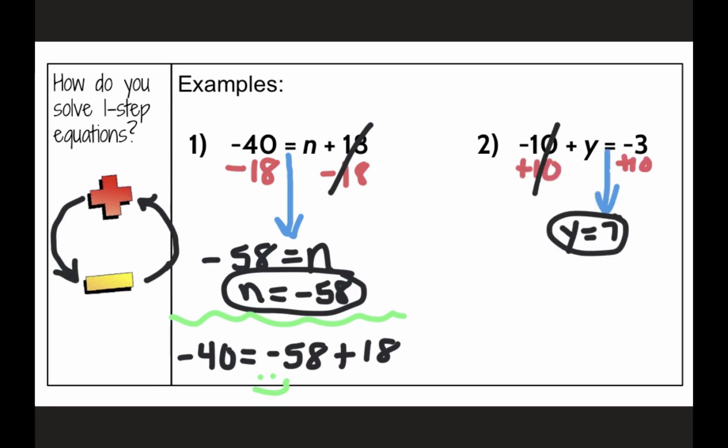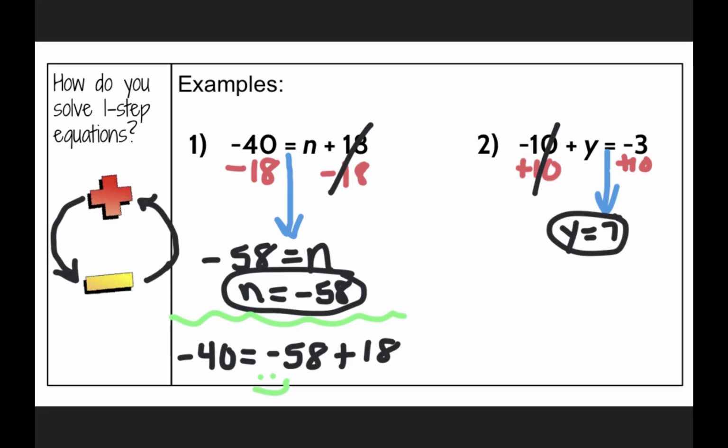For example 2, pause the video, do this one on your own, then come back and check your answer with mine. I got in example 2 y to equal 7. If you didn't get that, pause the video again and compare your work with mine. Before we say, yeah, we're all done and ready to go to example 3, let's use substitution to plug 7 in for y. Negative 10 plus 7, does that equal negative 3? Yes, it does.